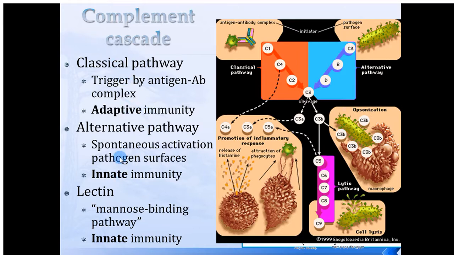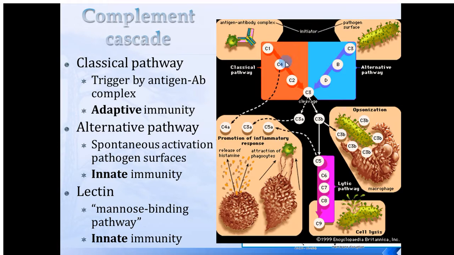The alternative pathway is innate, which means it's not learned, it's just born with you. And it's spontaneously activated when it's exposed to a pathogen. So it sees a pathogen and then boom, boom, boom, boom, starts turning on. It detects that pattern on the pathogen and says, hey, you don't belong here, and tries to attack it. And the last one's the lectin pathway. And this is the mannose binding pathway. Mannose is a sugar that's on the surface of bacteria. So it recognizes that sugar. It doesn't matter what the bacteria is. When it recognizes the sugar, it starts turning on this cascade to try and kill that bacteria.